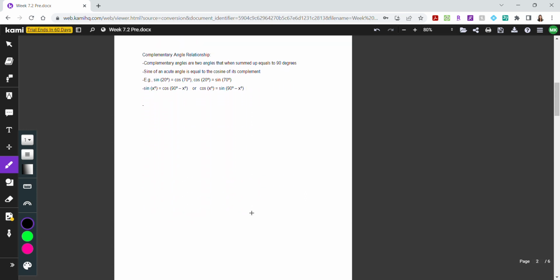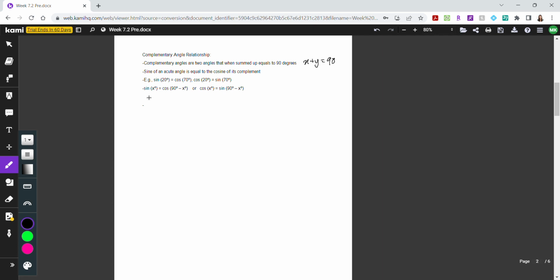Complementary angle relationship. Complementary angles are just two angles that, when summed up, equal 90 degrees. So essentially, x plus y equals 90. If you notice in the diagram before, the sine of an acute angle is equal to the cosine of its complement. For example, sine 20 equals cos 70, because 20 plus 70 is 90. So these two would be the same value. And the same thing: cos 20 equals sine 70, because 20 plus 70 equals 90. So these two would be the same thing.